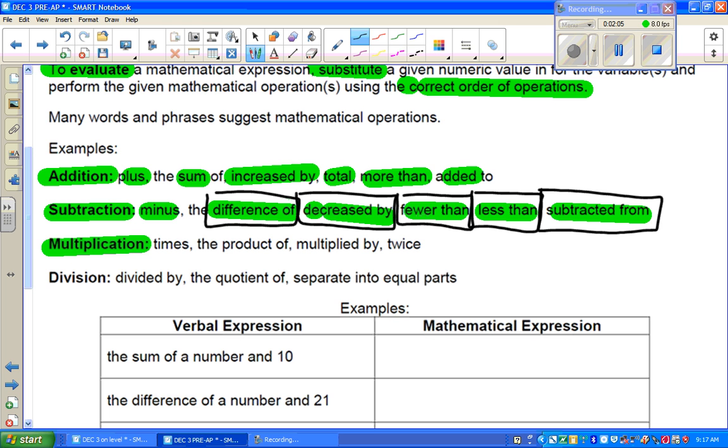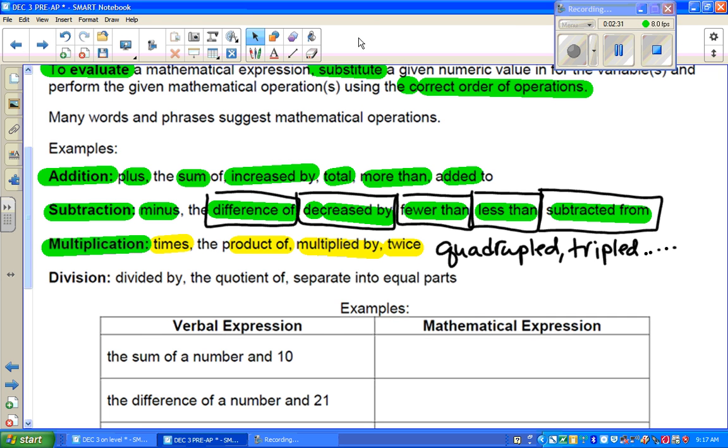On to multiplication. For multiplication, think of times, the product of, multiplied by, or twice. You'll see twice many, many times. And then you will also see quadrupled or tripled. All right, for division: divided by, the quotient of, separate into equal parts.